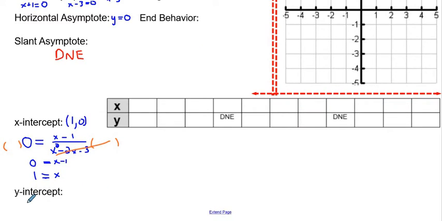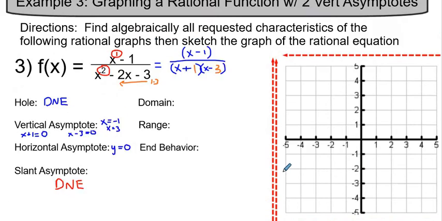So the y-intercept is when you find f of 0, or plug 0 in. So that would be 0 minus 1 over 0 squared minus 2 times 0, and then minus 3. And so that'll come out to negative 1 over negative 3, which is positive 1/3. So our y-intercept is we plugged in 0 and we got out 1/3. So let's go graph everything that we see and then see what we need to put in our chart.